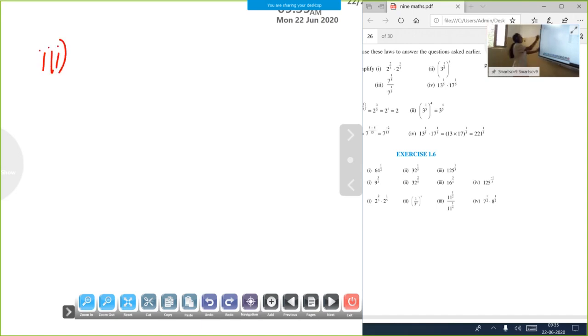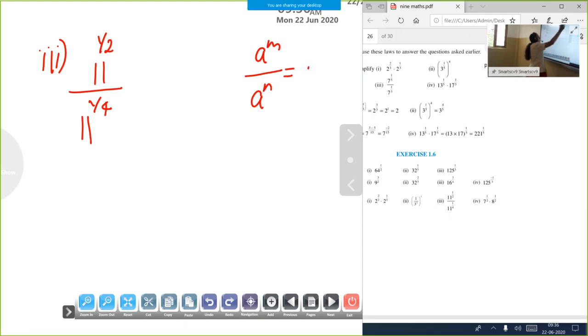Third part, 11 raised to 1 by 2 divided by 11 raised to 1 by 4. This is of the form a raised to m divided by a raised to n equals a raised to m minus n. Using that, here also we can write 11 raised to 1 by 2 minus 1 by 4.